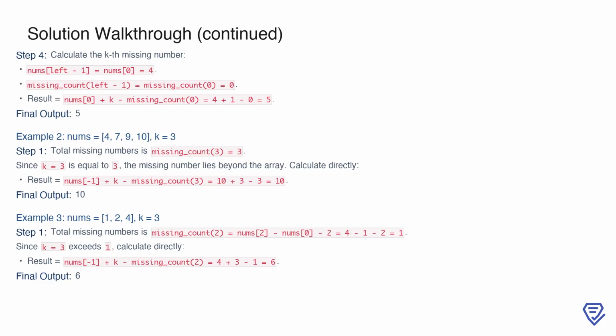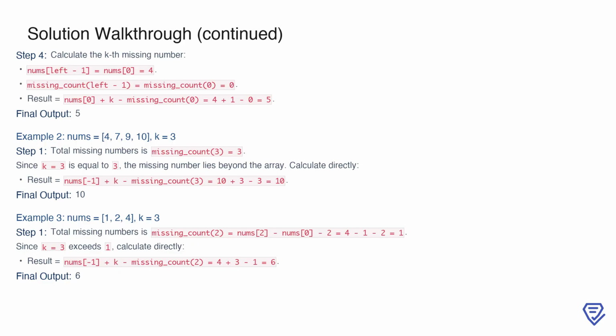For a second example where nums equals [4, 7, 9, 10] and k equals 3, the total missing count at the last index is 3. Since k matches this total, the missing number lies beyond the array. We calculate it directly as nums[-1] plus k minus missing_count(3) equals 10 plus 3 minus 3 equals 10. The final output here is 10.